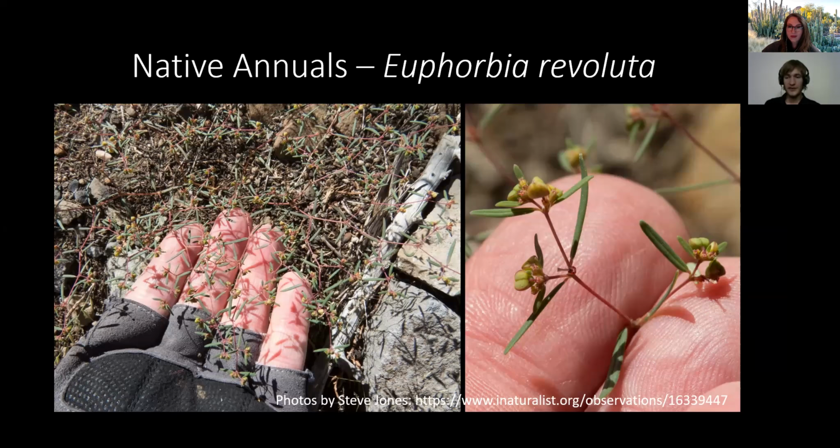Now for revoluta, the main way you tell this apart from everything else is the linear leaves. This is one of only two species that has it. The other species has serrated linear leaves, and that is Euphorbia florida.